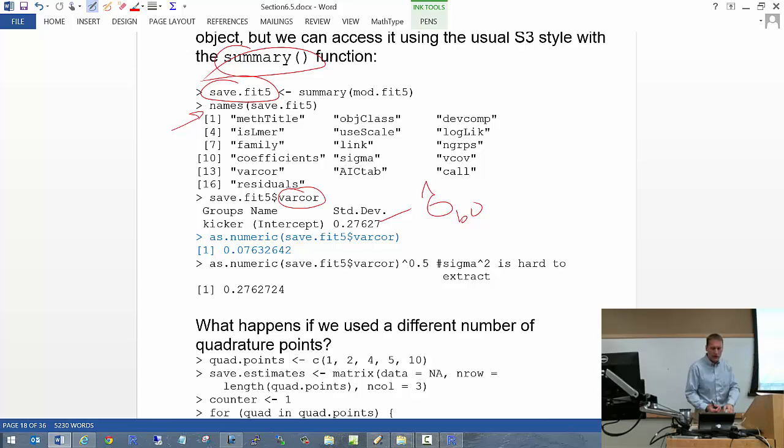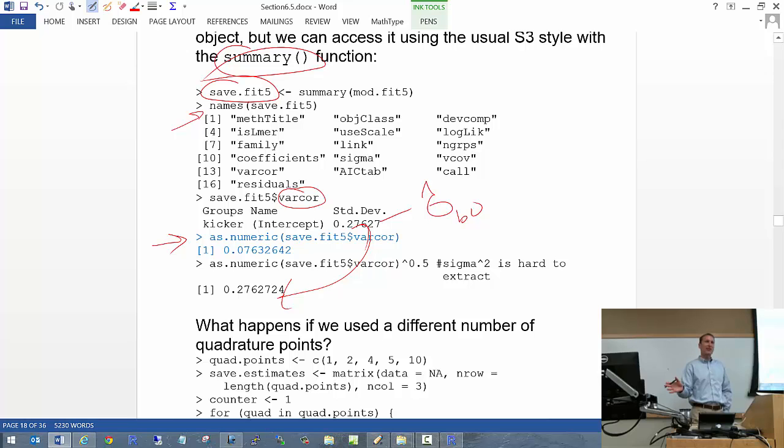So instead, notice that this is in blue. If you do as.numeric, save.fit5, dollar sign var core, then you get out sigma hat squared. If you take the square root of it, of course, then you get just what we had above. Yes, it's complicated, but don't blame me. I didn't write it. But this is how you do it.